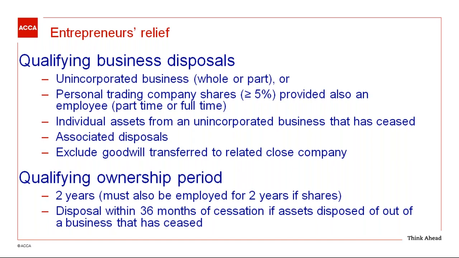For you to claim entrepreneurs relief on a share disposal, you need to satisfy three conditions. One is it has to be a personal trading company where you own at least 5% of the ordinary share capital, and you should be an employee of the company, and you should own shares in the company for at least a period of 2 years.